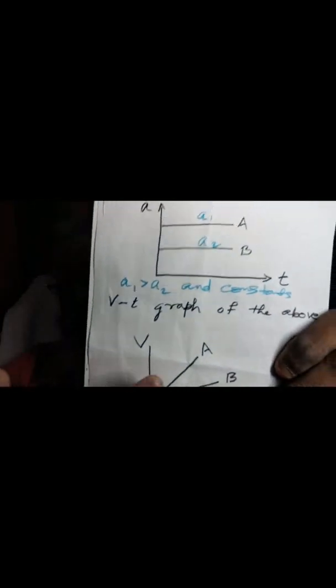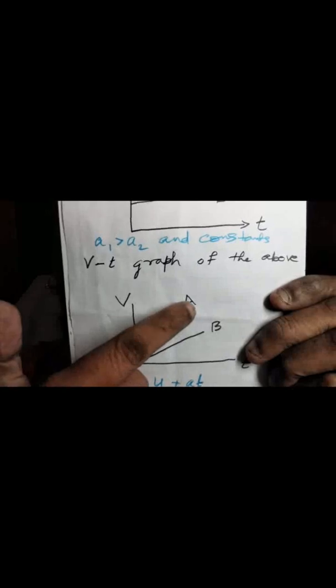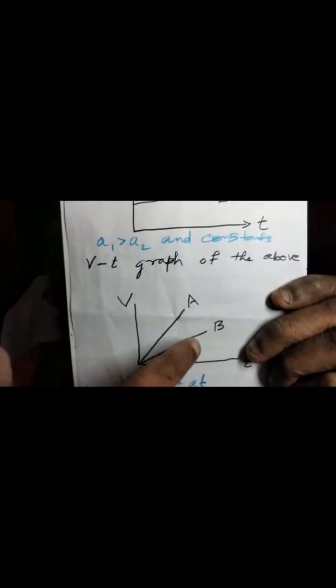So here, the accelerations are a1 and a2, and a1 is greater than a2. That means, and the two particles start from rest, so the slope of A must be greater than the slope of B. So the two velocity time graph lines must be straight lines like this, A with higher slope, B with lower slope.